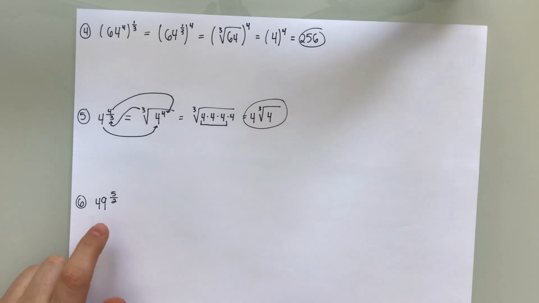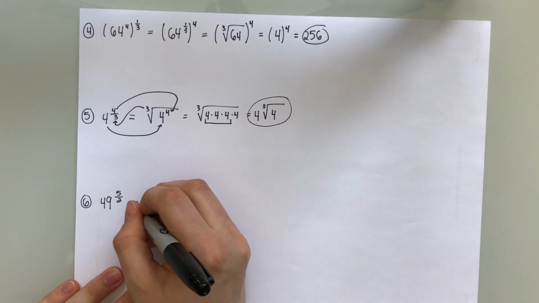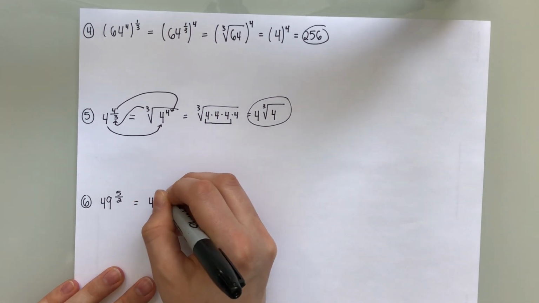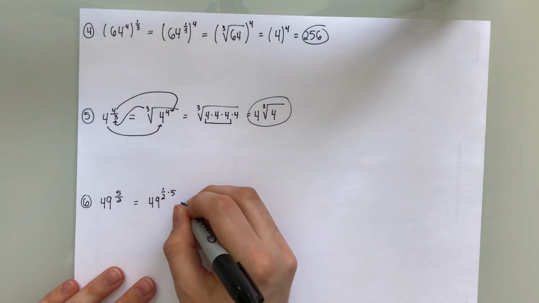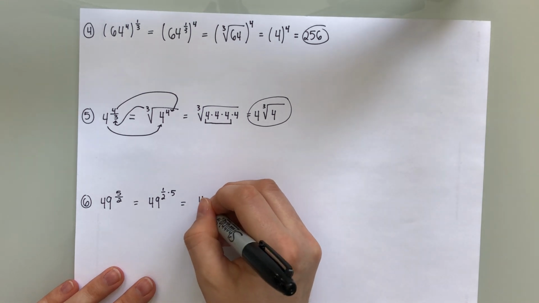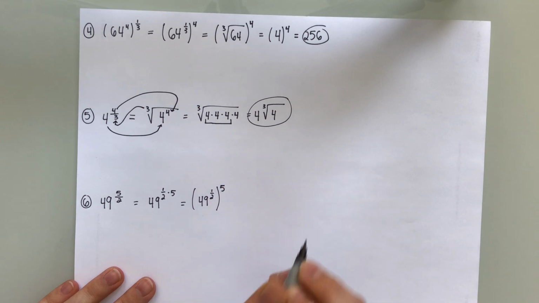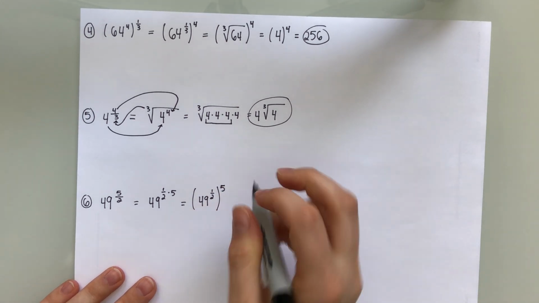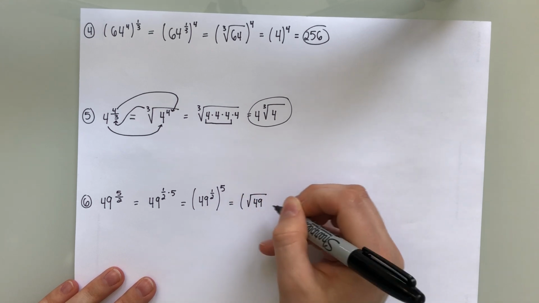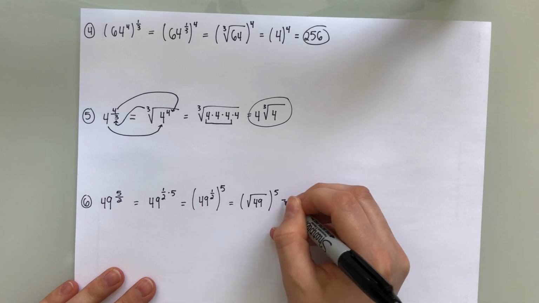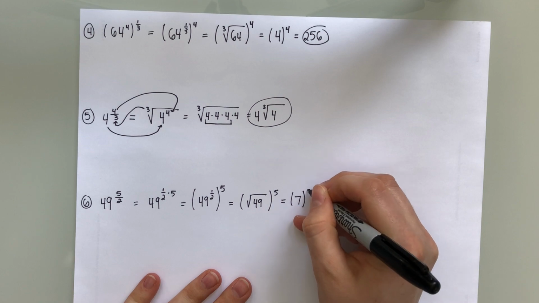And then the last problem we're going to do is number 6 here, 49 to the power of 5 over 2. I'm going to start by rewriting that as 49 to the power of 1/2 times 5. And I can even change that further to 49 to the power of 1/2, put that in parentheses, to the power of 5. I'm going to rewrite that, instead of 49 to the 1/2, I'm just going to make that the square root of 49 because that's something we know, to the power of 5. So square root of 49, we know that that is 7 to the 5th.